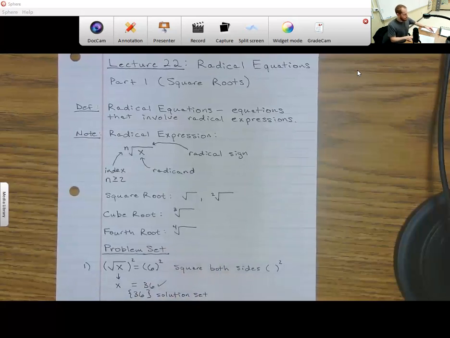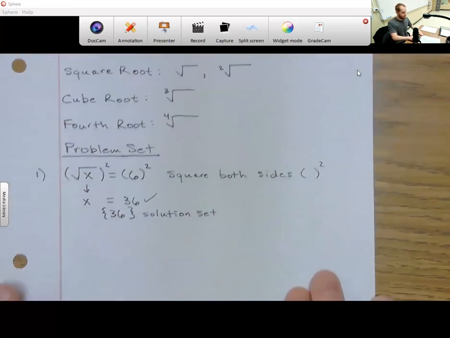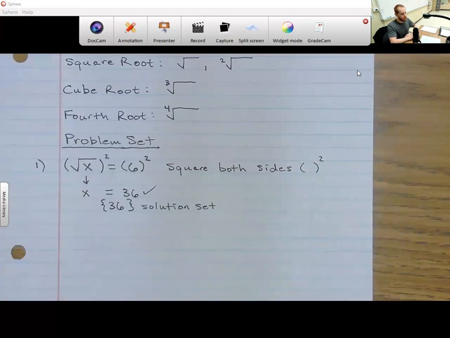Okay, so let me zoom in on this and then we'll check our answers. All I did was square both sides. That's pretty much all I needed to do to solve this one. Now my answer is 36. So I'm going to go back to my original equation and plug in 36 and see if it works.